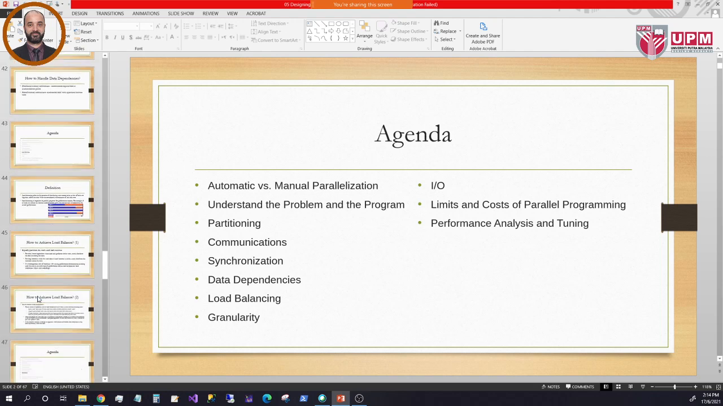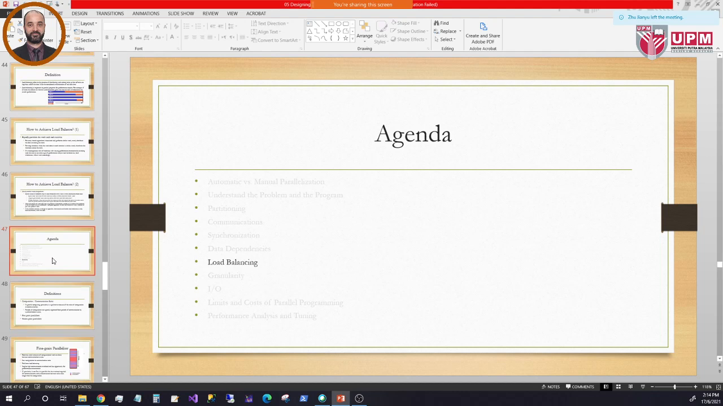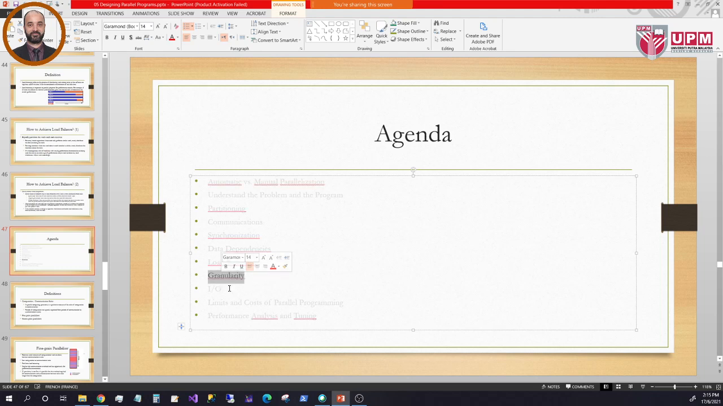Actually, I covered the granularity last time in one of our classes, and if you remember, we created a program using the granularity, and we made it flexible for the user to key in how many parts he needs to divide the data into. Then, based on the input from the user, we create how many threads we need to handle that data.